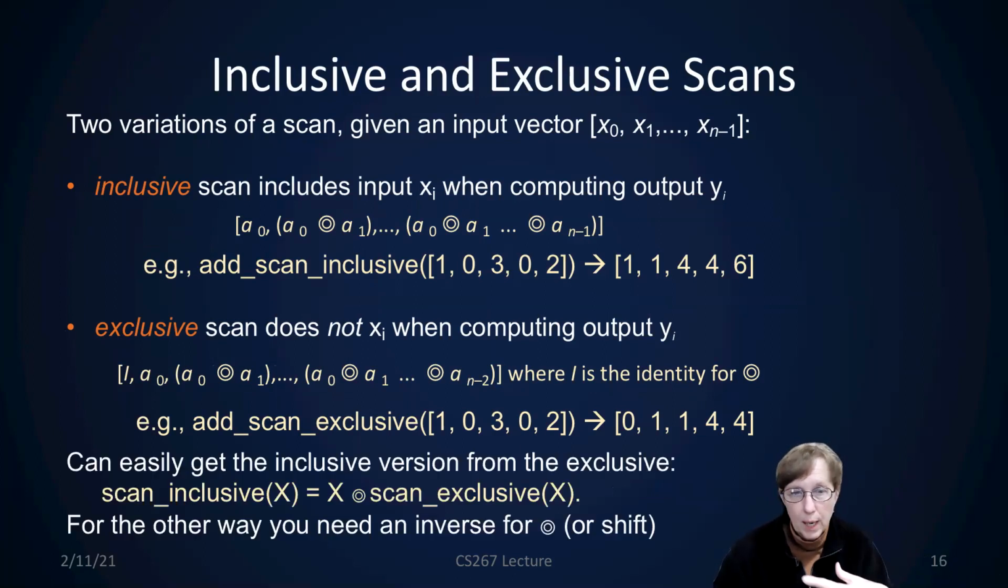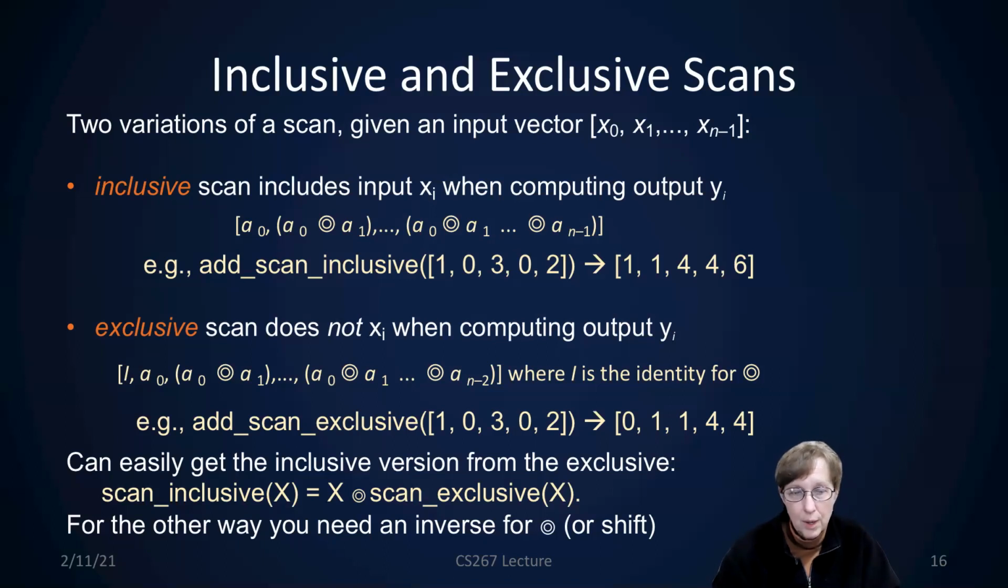And we can easily go back and forth between the two. There are some algorithms that are going to be easier to write with an exclusive versus inclusive scan, or vice versa. And it's easy to get the inclusive value out of the exclusive value, even using the primitives I've talked about so far. Namely, you can just add the input array X onto the result of the exclusive scan, and that'll give you the inclusive scan.